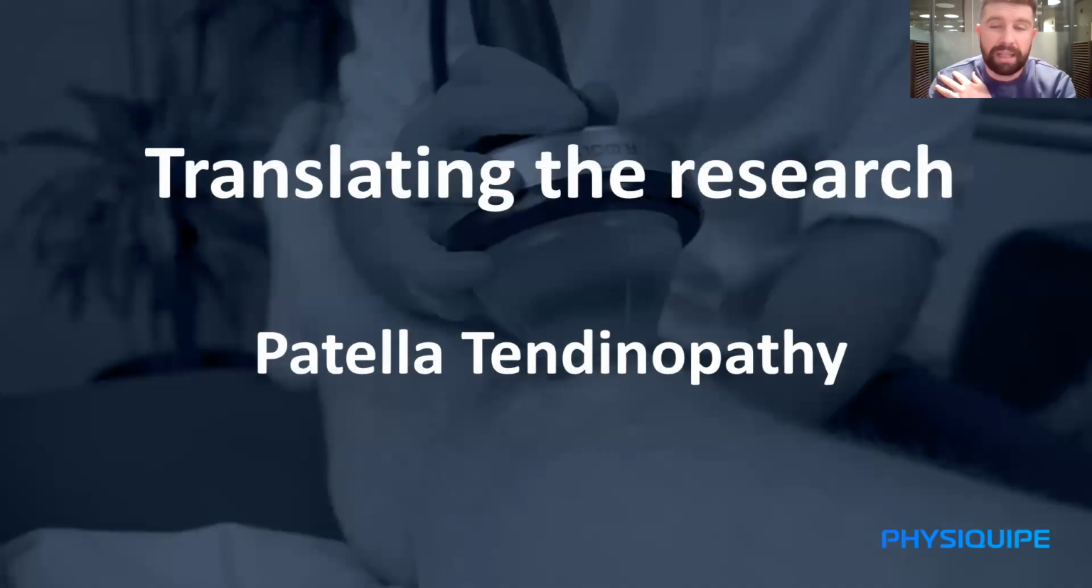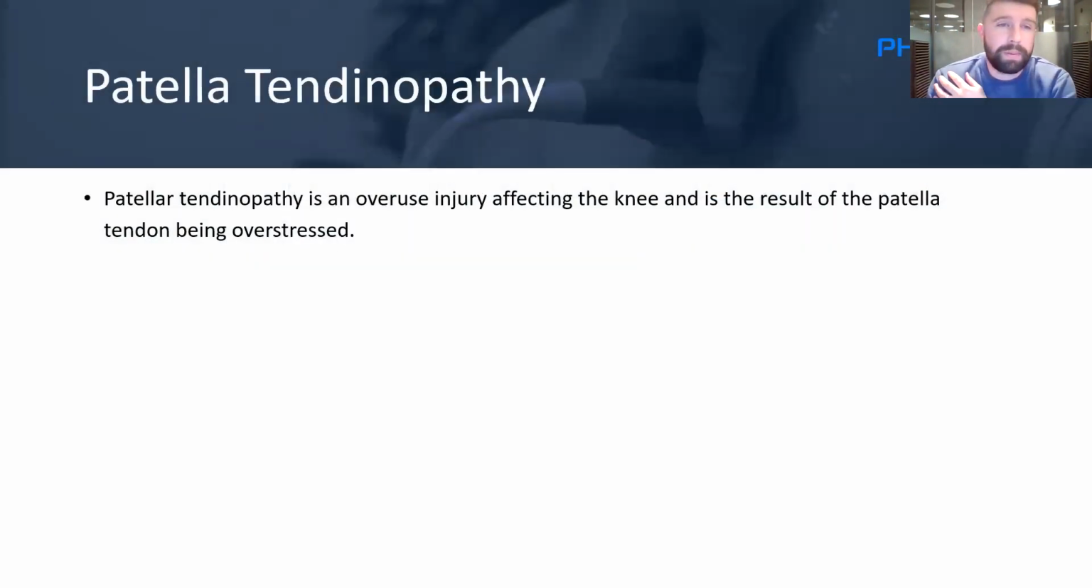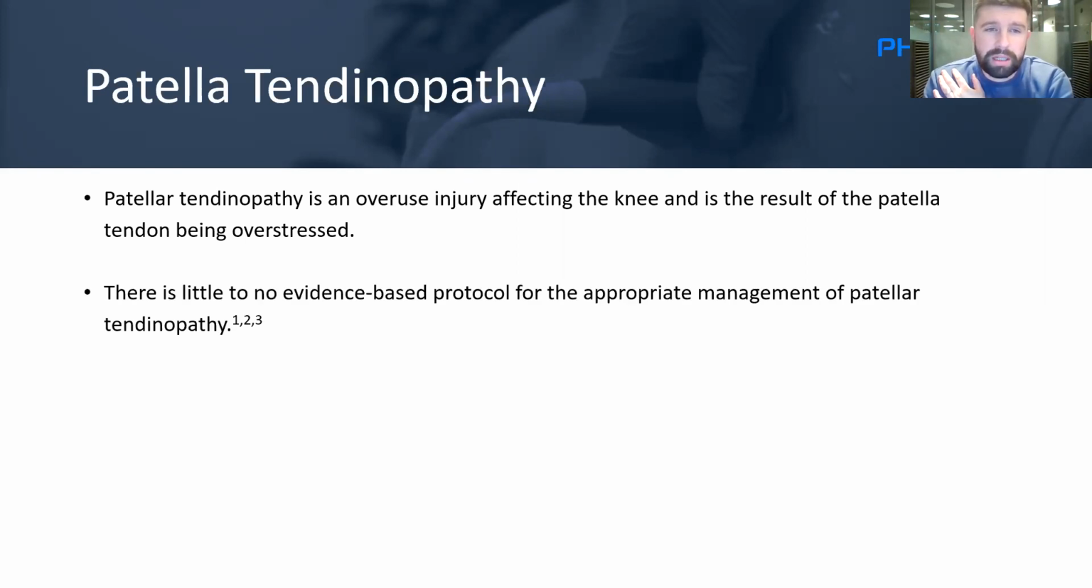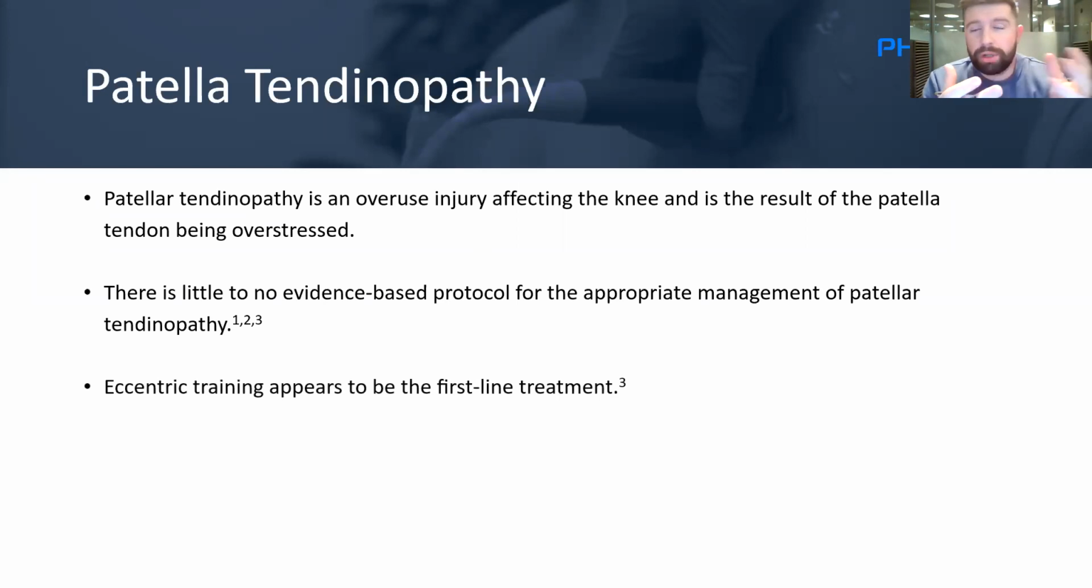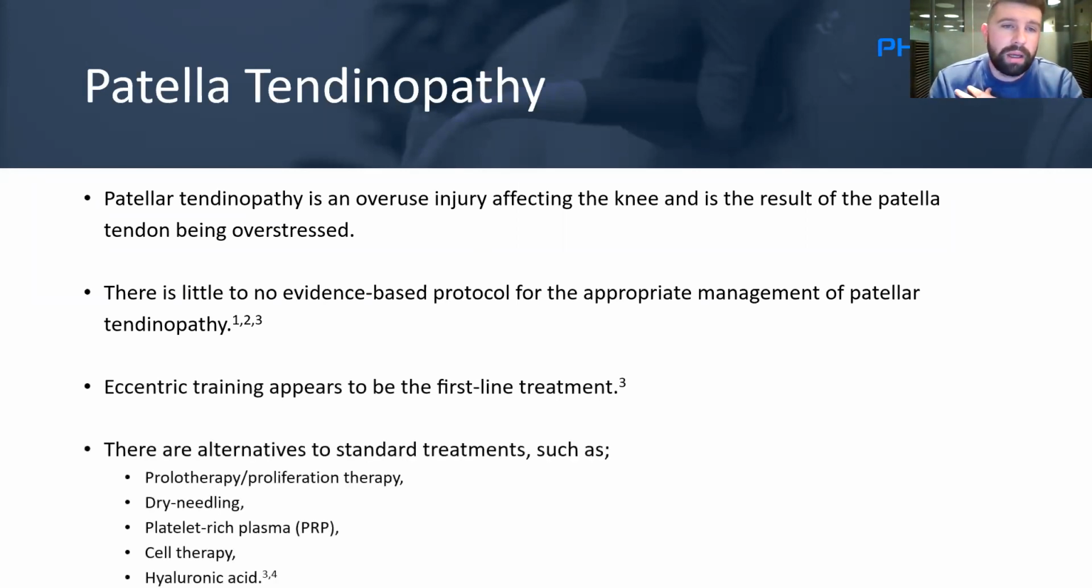So just looking on to patella tendinopathy, it's a really similar thing with a couple of papers. We know patella tendinopathy is an overuse injury affecting the knee, where there's an overstress. There's very little evidence around a protocol for appropriate management of patella tendon. But eccentric loading, as with Achilles, seems to be the first line treatment and the first line protocol that we look at. And there are things like proliferation therapies, dry needling, some people do PRP. There's other bits that people do, but let's look at Shockwave and how that impacts it as well.